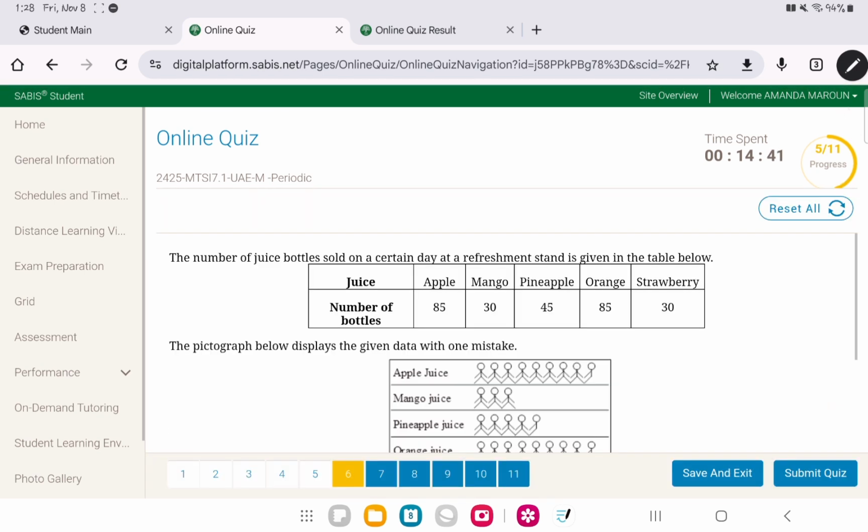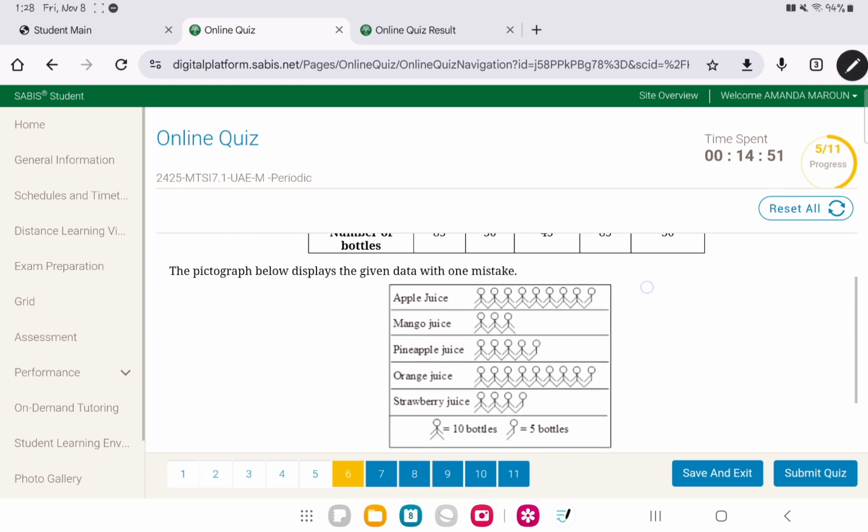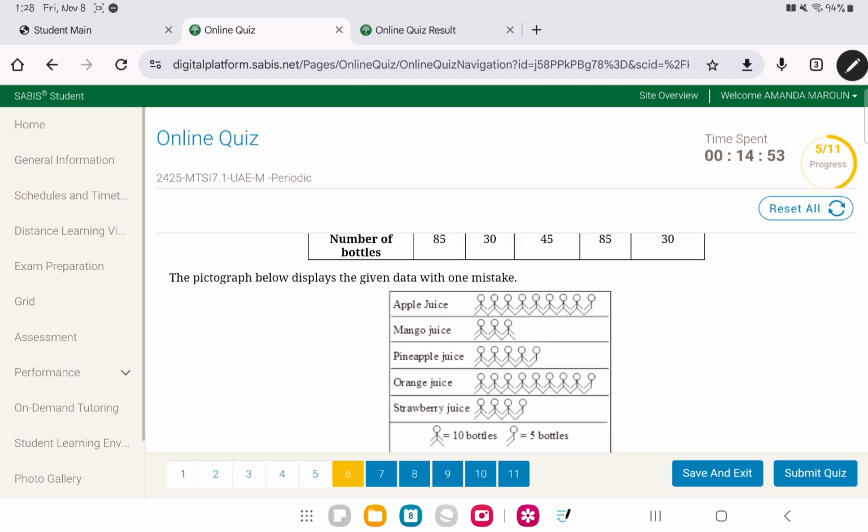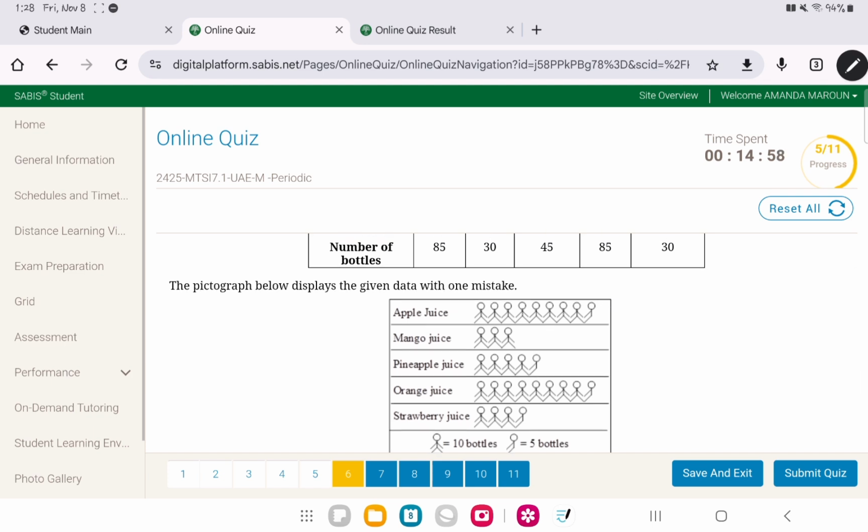Now we move on to question number 6. The number of juice bottles sold on a certain day at a refreshment stand is given in the table below. The pictograph displays the number of data with one mistake. So I think this is apple, mango, pineapple, orange, and strawberry. They told us this pictograph displays the given data with one mistake. Let's find what the mistake is. They told us one person is 10 bottles and half a person is 5 bottles.